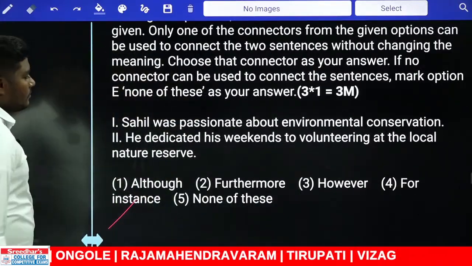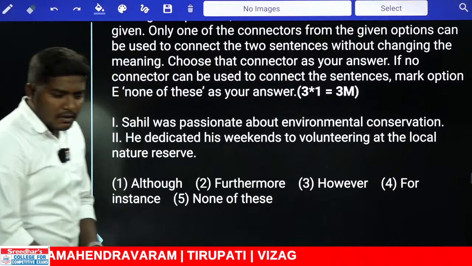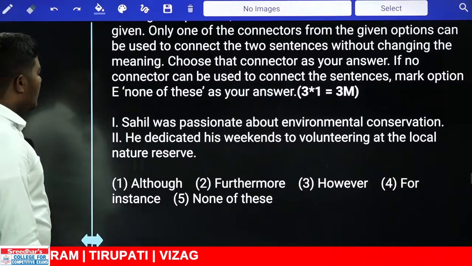Next. Connectors. The last section, okay.